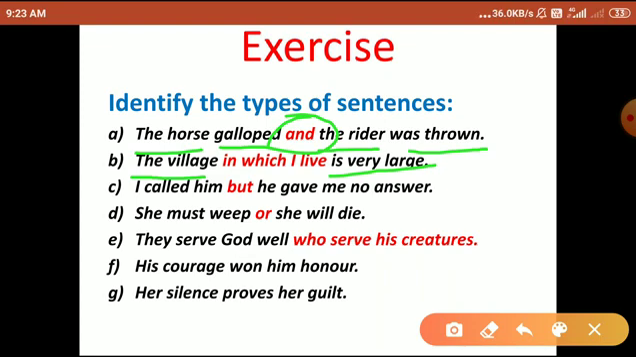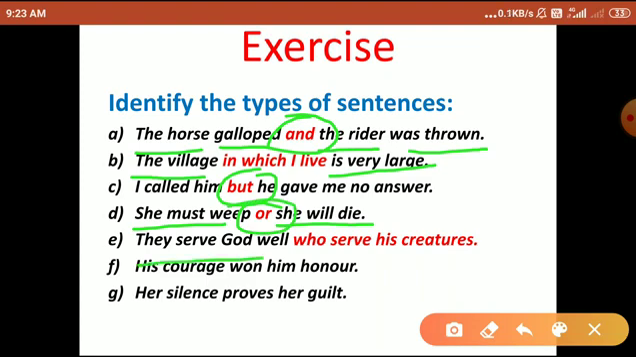Then the third one is: I called him, but he gave me no answer. I called him, so it's a complete clause. He gave me no answer, a complete clause with full sense, joined by the coordinating conjunction but. So it's a compound sentence. Similarly, we have: she must weep, or she will die. It's joined by the coordinating conjunction or. So it's a compound sentence.